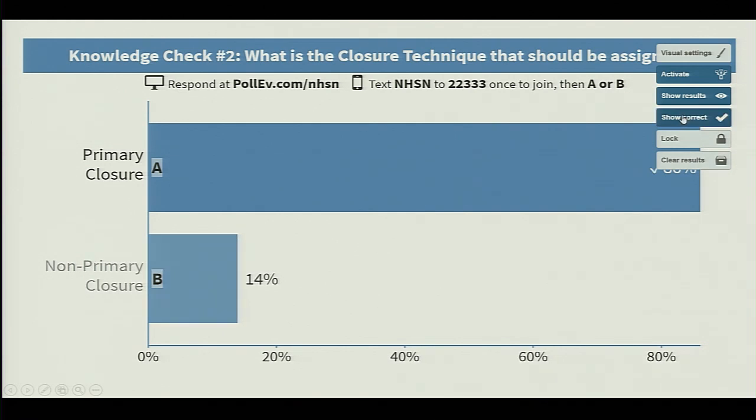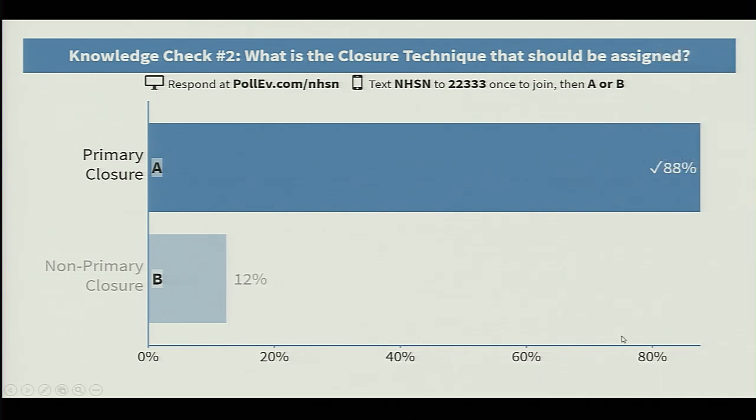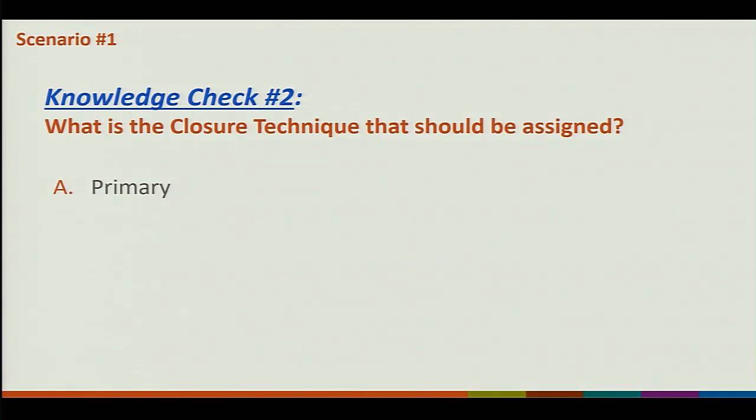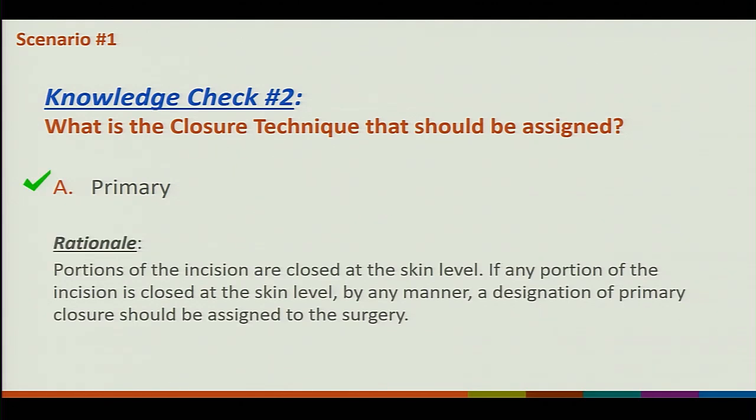All right, we're going to show the correct answer, and the correct answer is primary closure, A. Okay, so you're correct, absolutely, great job. This would actually be assigned as a primary closure, and the rationale is that portions of the incision are closed at the skin level. If any portion of the incision is closed at the skin level, by any manner, a designation of primary closure would be assigned to the surgery.